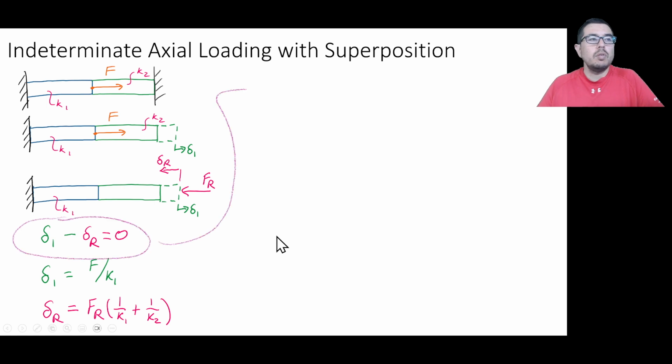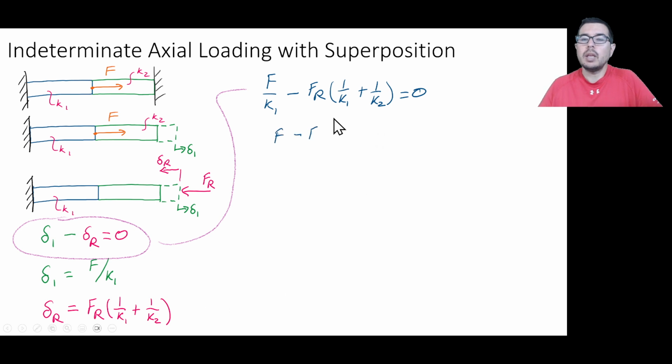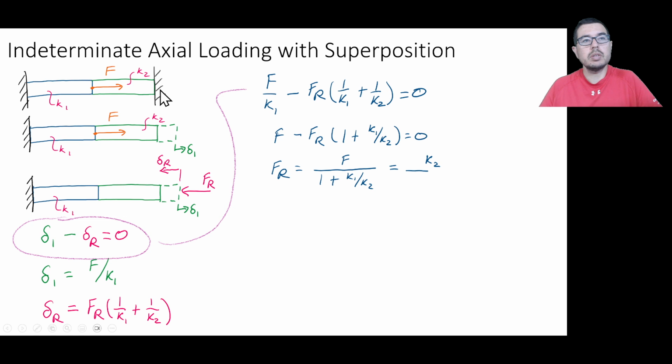Now, if we perform a little bit of algebra here, we have our equation for geometric compatibility, and we pop in this equation, and we are able to solve for FR. So this FR is the force of the right wall acting on the system.